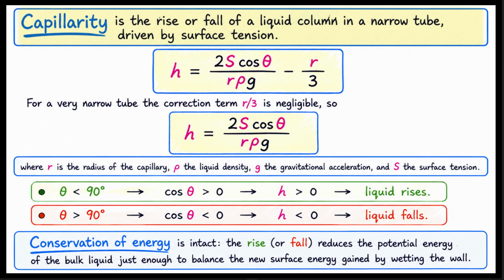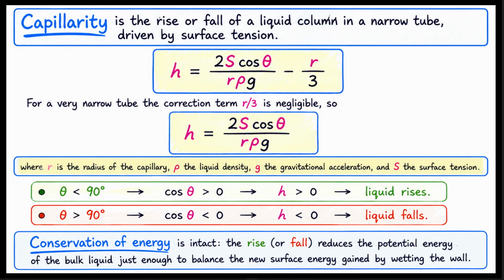Now we put a number on the rise. Capillarity is the rise or fall of a liquid column in a narrow tube, and the height h is given by h equals 2S cosine theta divided by r rho g, minus a small correction of r over 3. The quantities are the surface tension S, the angle of contact theta, the tube radius r, the liquid density rho, and gravitational acceleration g. For a very narrow tube, the correction term r over 3 is negligible, and the formula simplifies to h equals 2S cosine theta over r rho g.